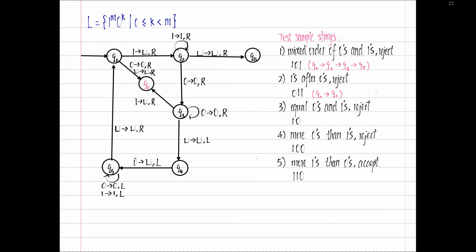Now let's test some sample strings. We will run the machine on some strings and compute each configuration encountered. There are 5 kinds of strings we want to test. The first 2 categories have misformatted strings. The next 2 categories have the correct format but violate the requirement for more ones than zeros. All these 4 categories of strings should be rejected. The last category of strings should be accepted.